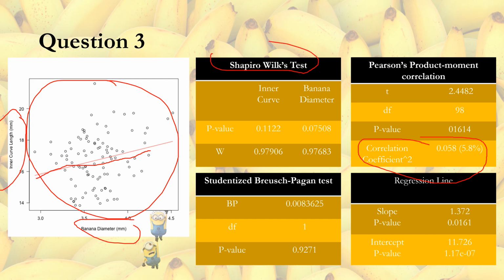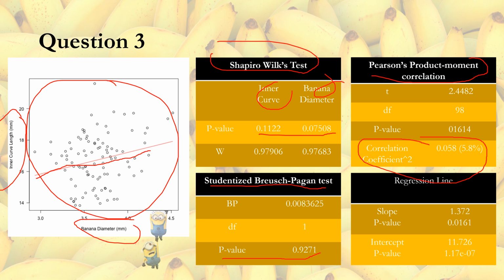The Shapiro-Wilk test indicated that both variables were normally distributed, since they have a p-value greater than 0.05. And by using the studentized Breusch-Pagan test, we were able to find out that the variances between the groups were the same, because the p-value is again greater than 0.05. It's 0.927. This then led me to use Pearson's product-moment correlation to compare the means of my variables.